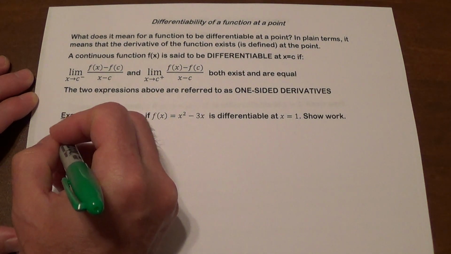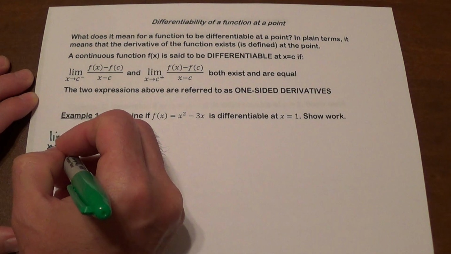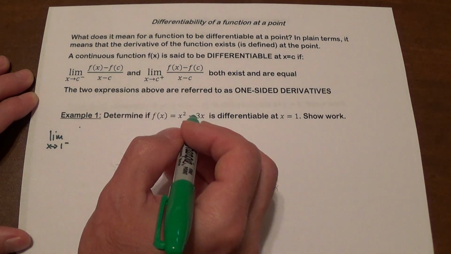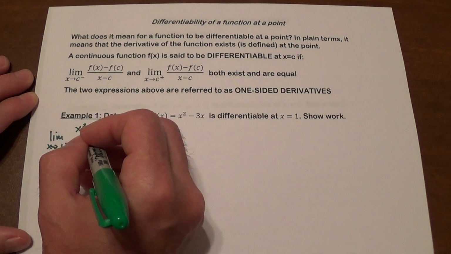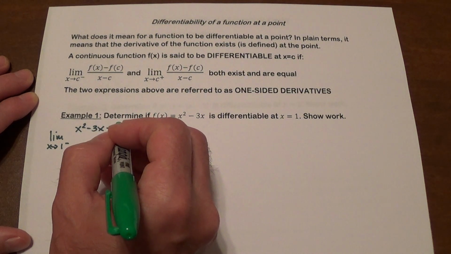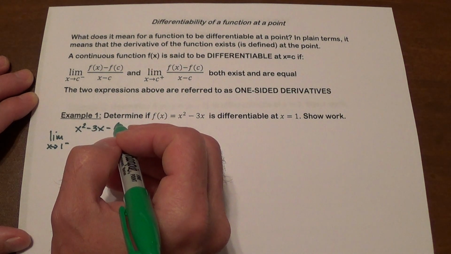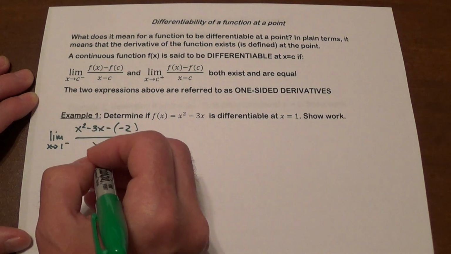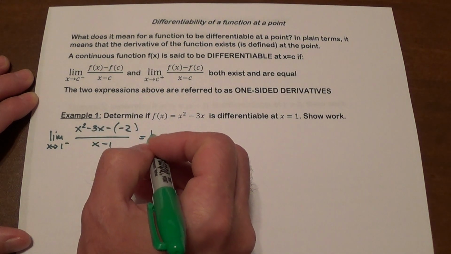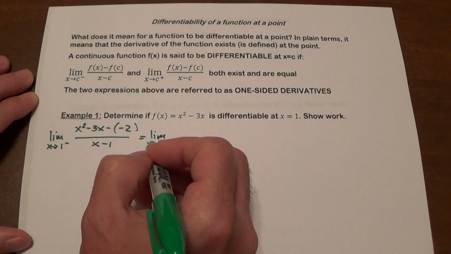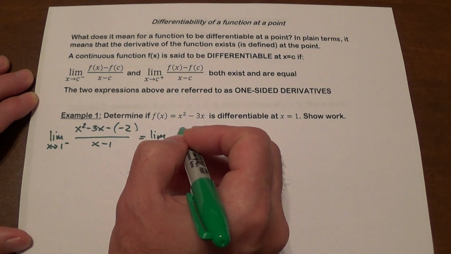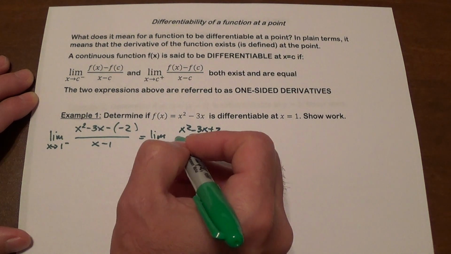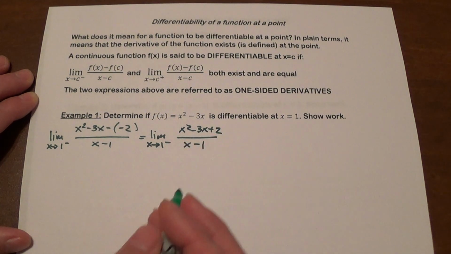We are going to set up these two expressions. So x approaches 1 from the left. Let's start with that. Of f of x, which is going to be x squared minus 3x, minus f of 1, which is going to be negative 2, divided by x minus 1. It's going to give us x squared minus 3x plus 2 divided by x minus 1.